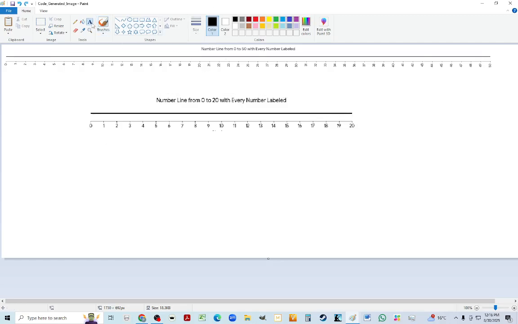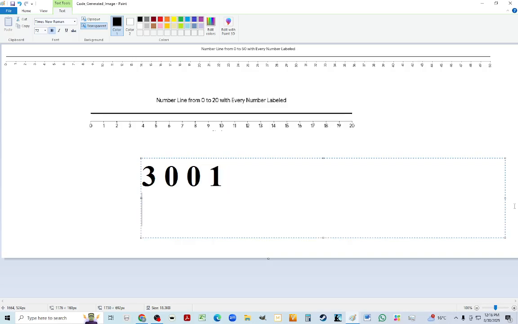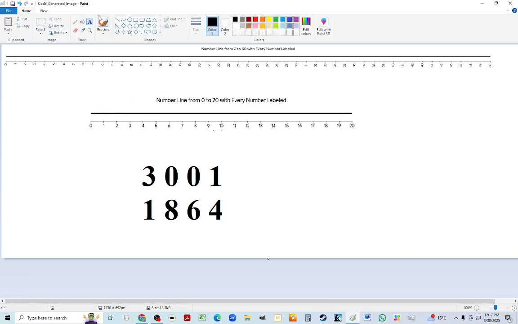What do we do when we have to subtract from 0 on a long subtraction? Let's say 3001. We're going to subtract 1000. Make it an 8, a 6, and a 4. Let's start.